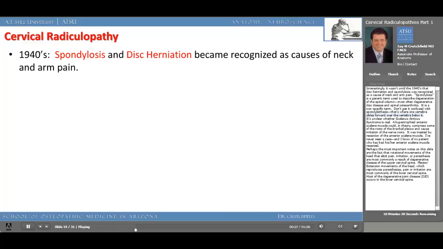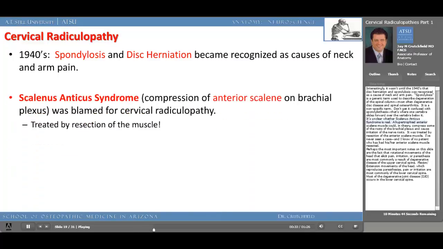It's unclear whether scalenus anticus syndrome is real. A hypertrophied anterior scalene muscle could, in theory, compress some of the roots of the brachial plexus and cause irritation of the nerve roots. It was treated by resection of the anterior scalene muscle. I've never seen a case, and I know of no patient who has had his or her anterior scalene muscle resected.